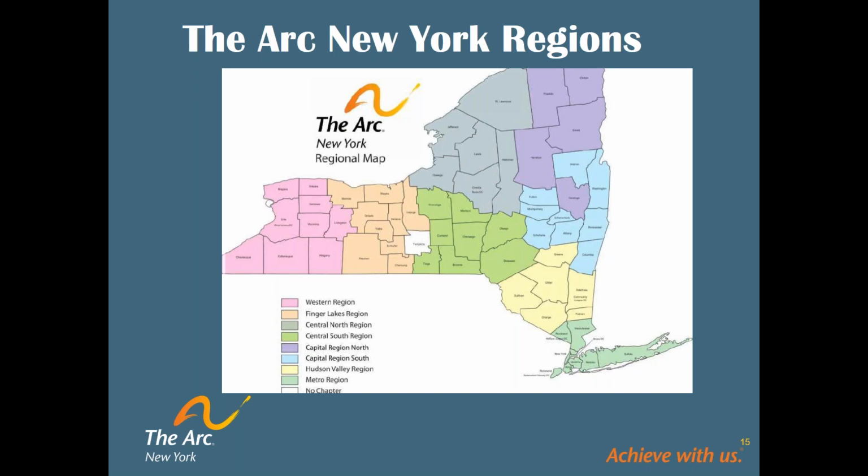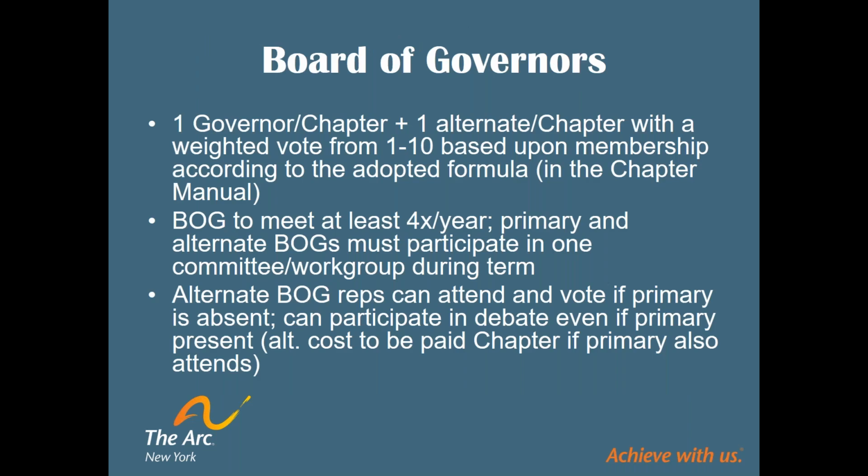It can be altered by a vote of the Board of Governors. I believe that was most recently done in January of this year to make some changes. So this is what it looks like at the moment. As John said, although you're not really representing your chapter when you come to the Board of Governors meeting, each chapter is entitled to one governor and one alternate governor.